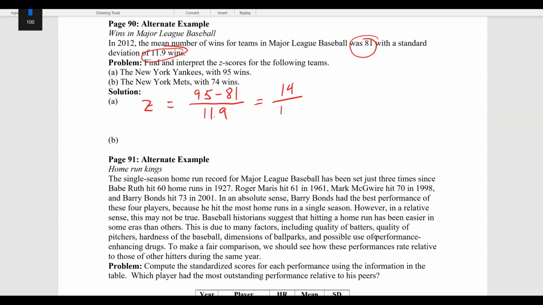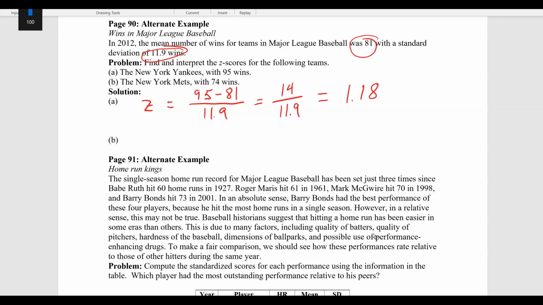But depending on what the standard deviation is, that may or may not be a lot above or below the average. So I take that 14 and divide by 11.9, which was the standard deviation, and now I can give it even a little bit more meaning here and say that they were 1.176. I'll just round to 2 decimal places. They were 1.18 standard deviations above the mean.